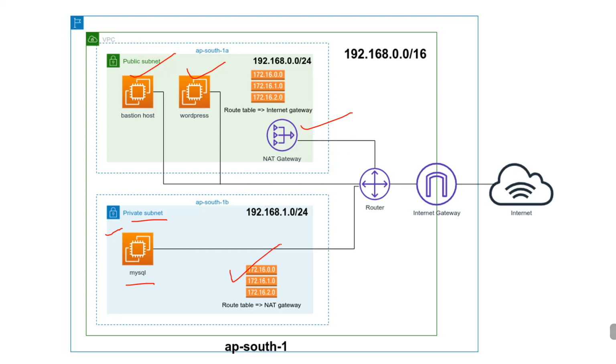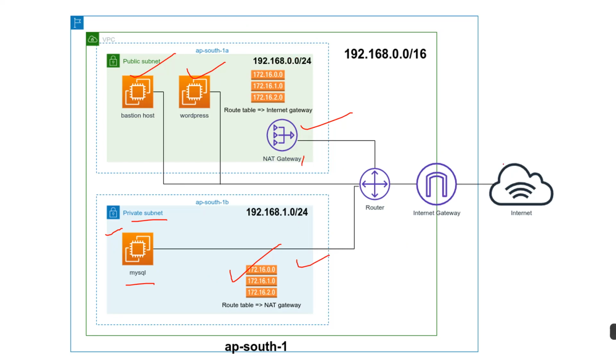The NAT gateway is created in the public subnet, and this NAT gateway provides a unique ID, the NAT gateway ID, and this ID we have to mention in the private route table, right? So you can see this diagram and imagine this.